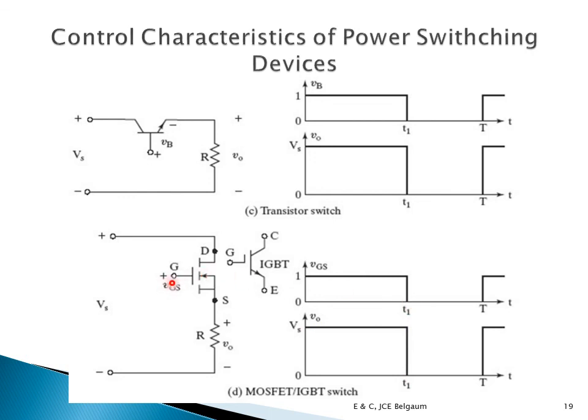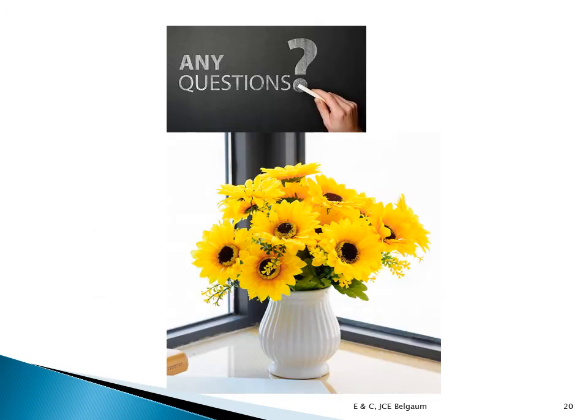If I remove this voltage, then the MOSFET will become off. This switch becomes off and the voltage across the load resistance will become 0. Again here I am applying VGS, so the output will be there. So these are the control characteristics that you need to understand and refer to in the question. Please understand the question in the exam so that you know which answer to write for which question.